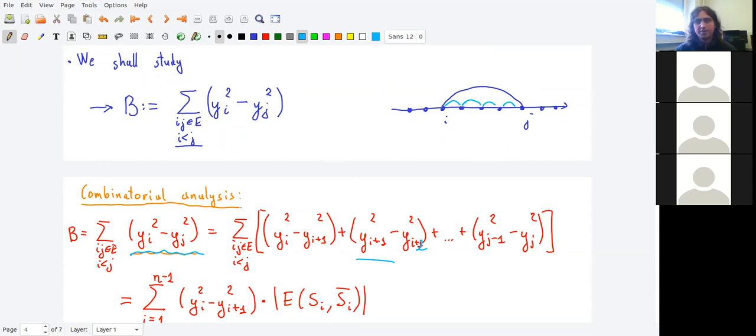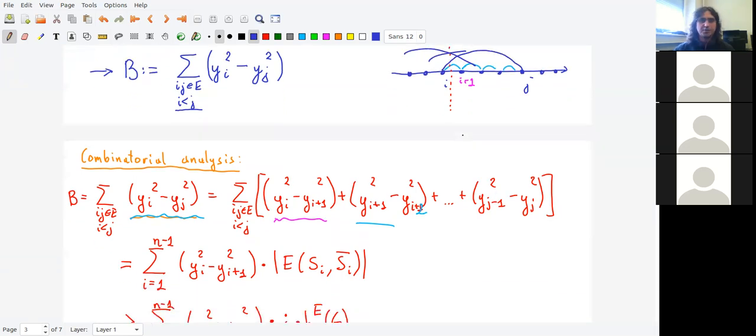Okay, so now given this, I can rearrange the sum, because now I can focus on one of those terms, say yi minus yi plus 1 square, and I can understand how many times in total this term appears in this sum. Well, how many times? If I draw a perpendicular line between vertices i and i plus 1, I just need to count how many edges are crossing this line, because this term will appear in this telescopic expansion for exactly those edges.